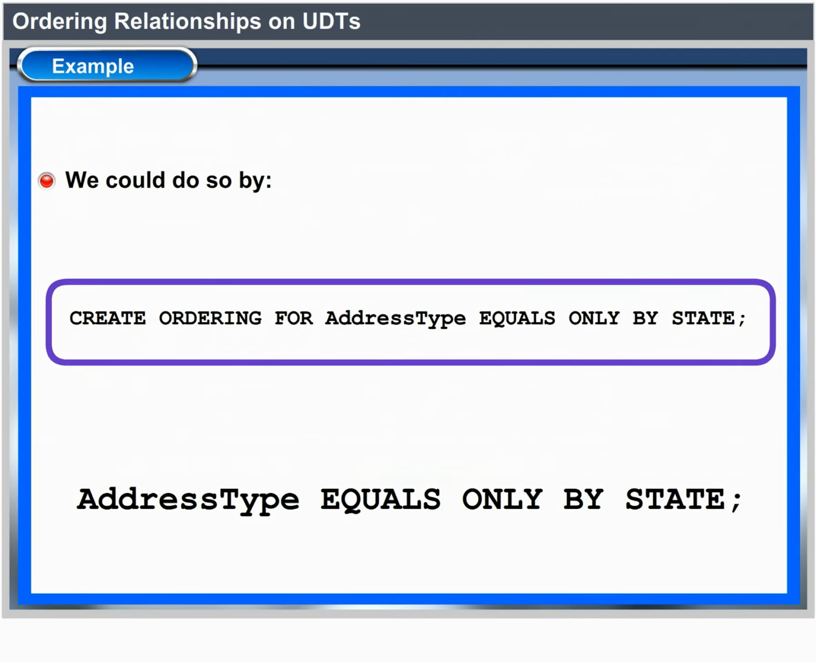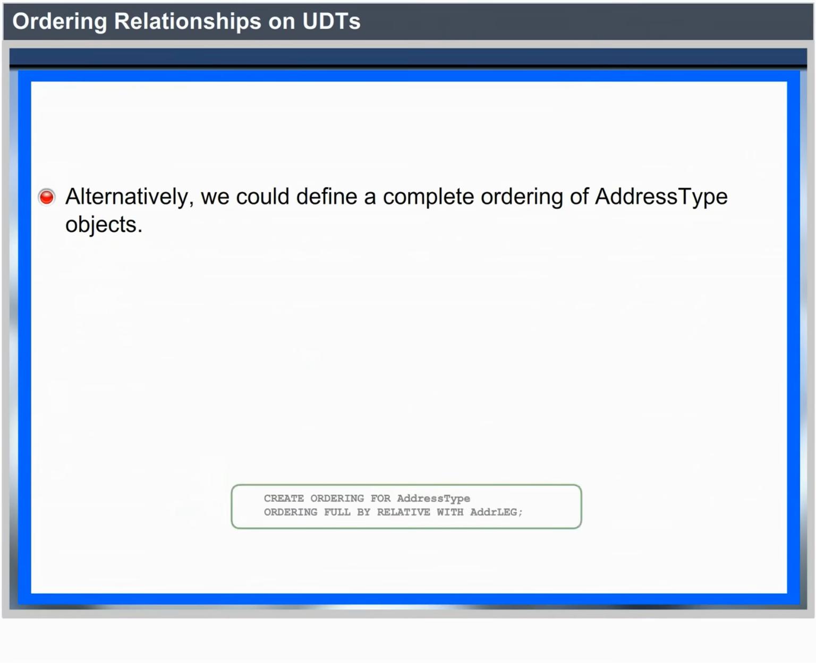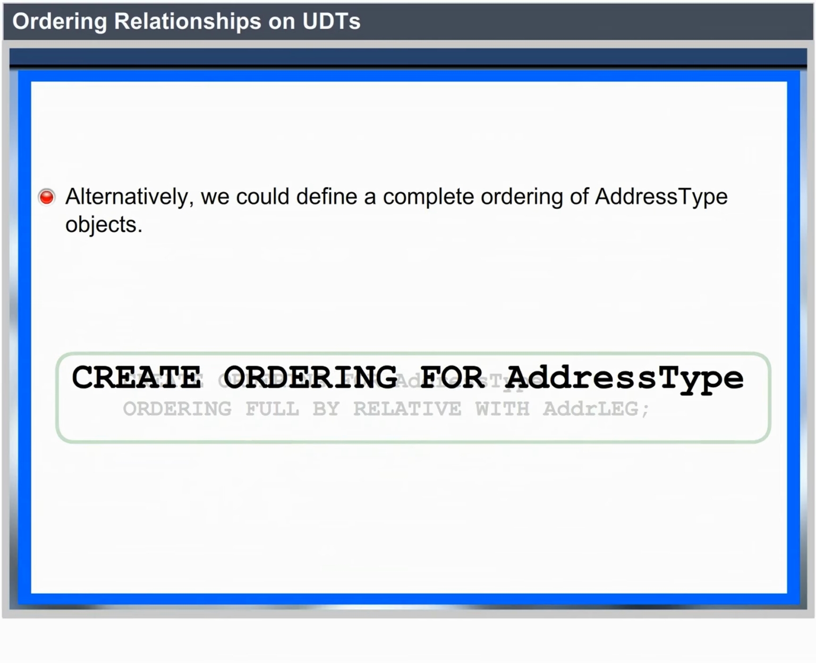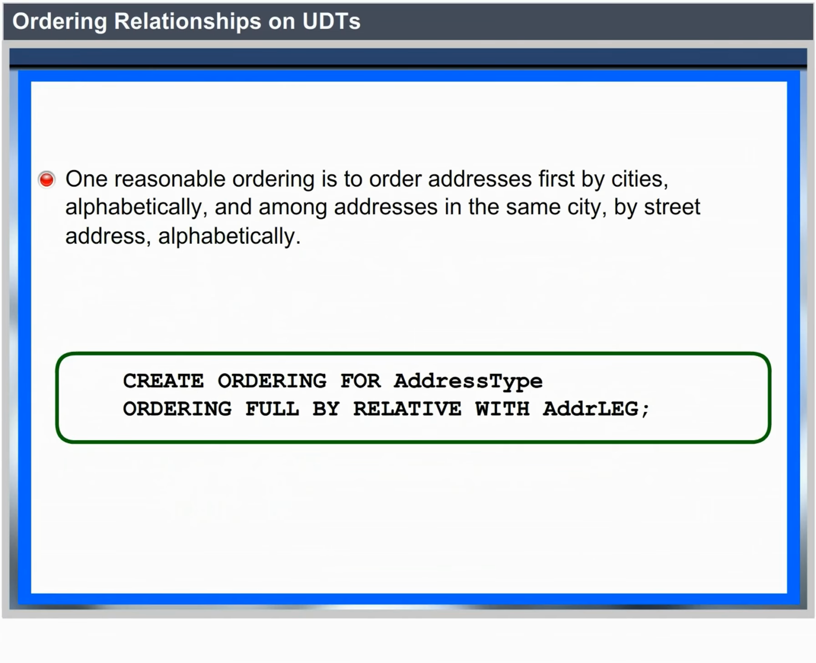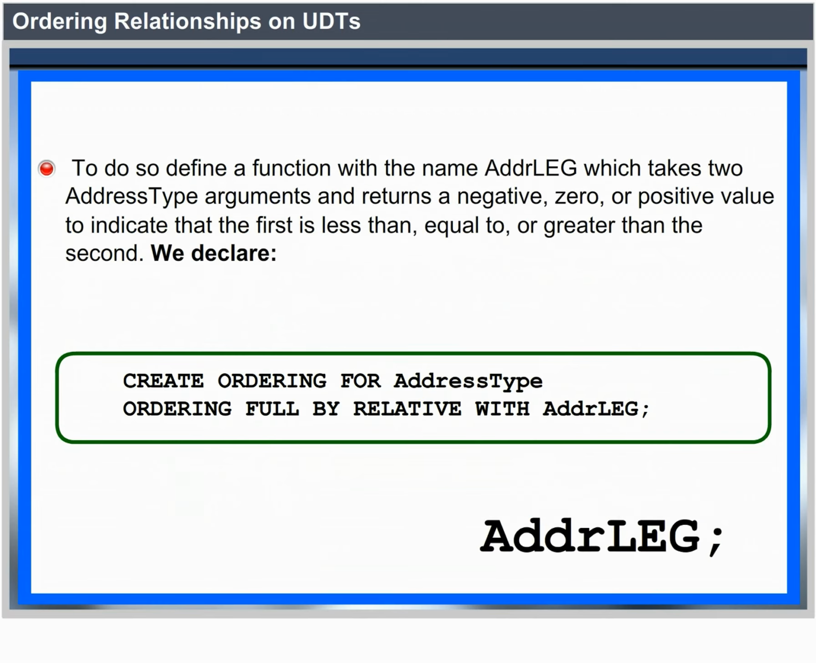Alternatively, we could define a complete ordering of AddressType objects. One reasonable ordering is to order addresses first by cities alphabetically, and among addresses in the same city by street address alphabetically. To do so, we have to define a function, say AddressLEG, that takes two AddressType arguments and returns a negative, zero, or positive value to indicate that the first is less than, equal to, or greater than the second. We declare.